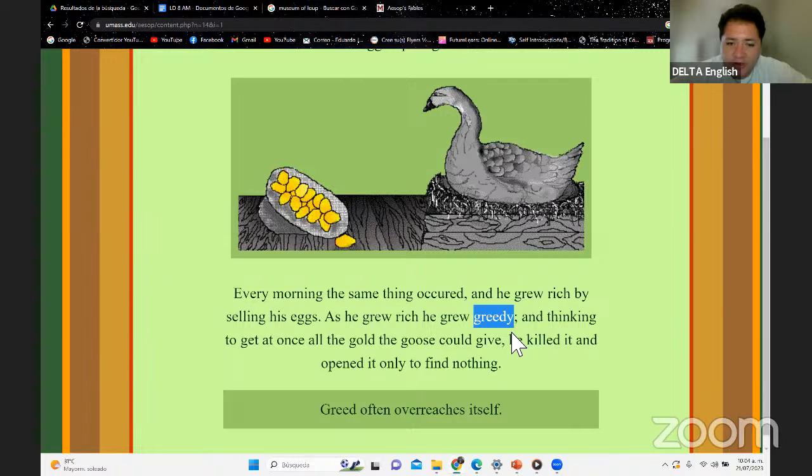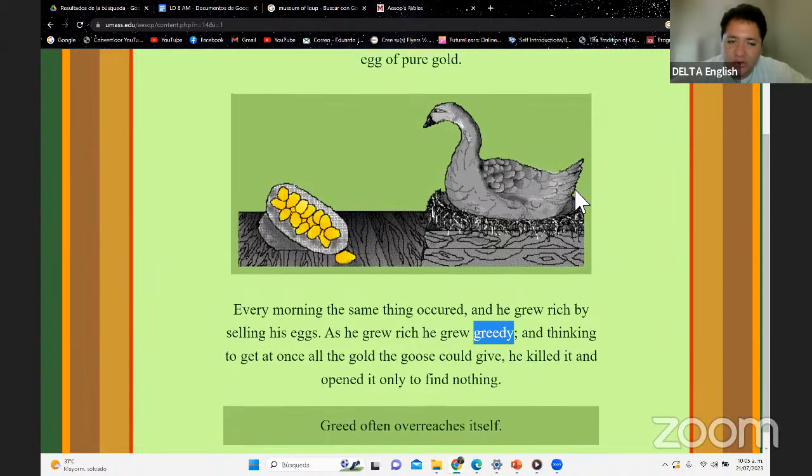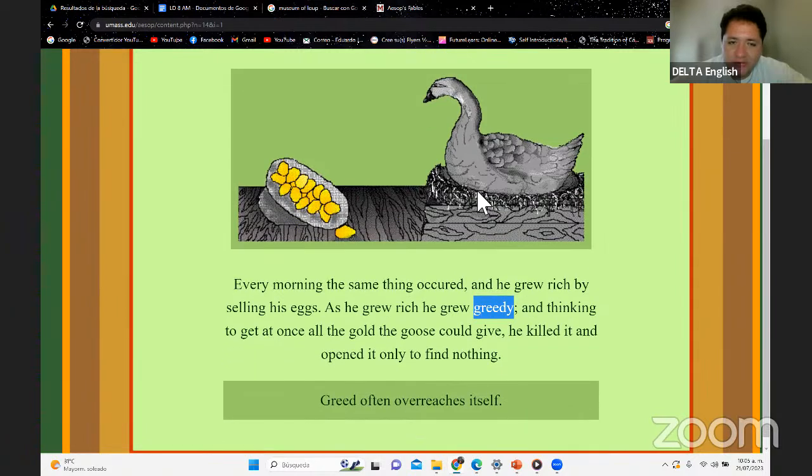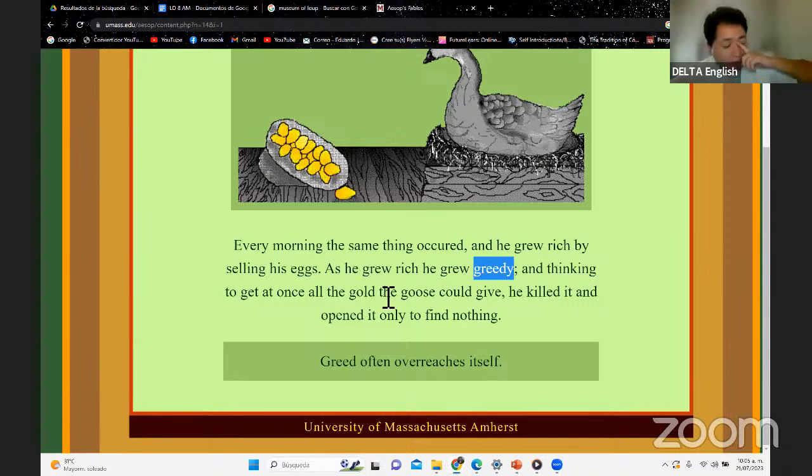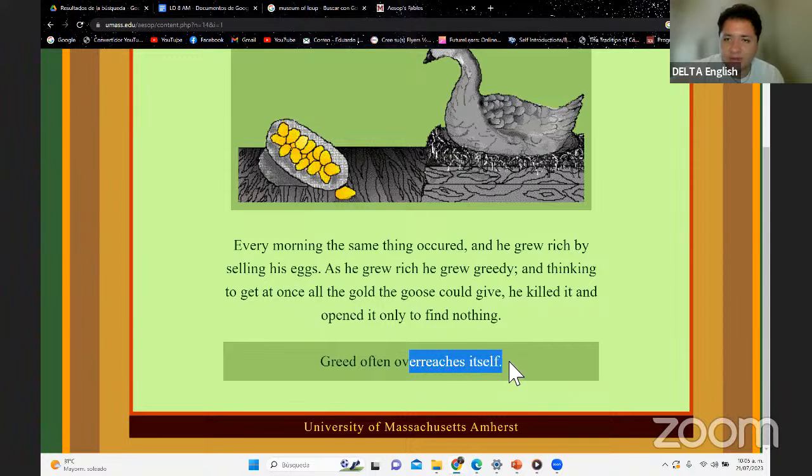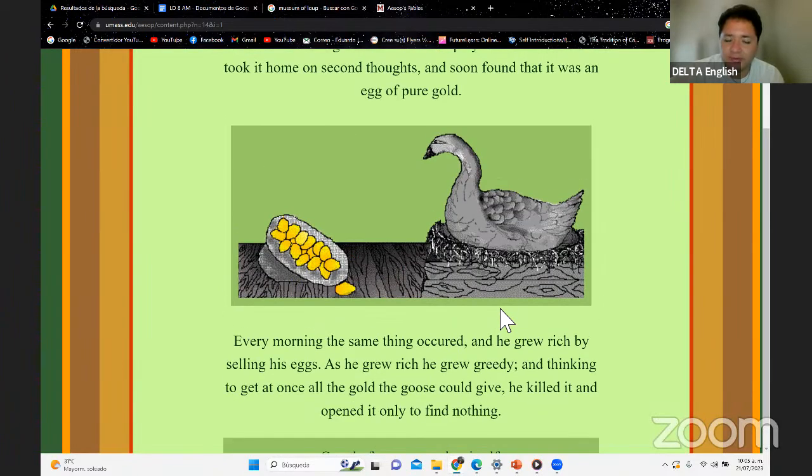So this is like matar a la gallina de los huevos de oro, right? In this case it is the goose of the golden eggs. Okay, so what is the moral? That greed often overreaches itself. La ambición frecuentemente se alcanza a sí misma o se mata a sí misma, right? We could say. Okay. Very well.